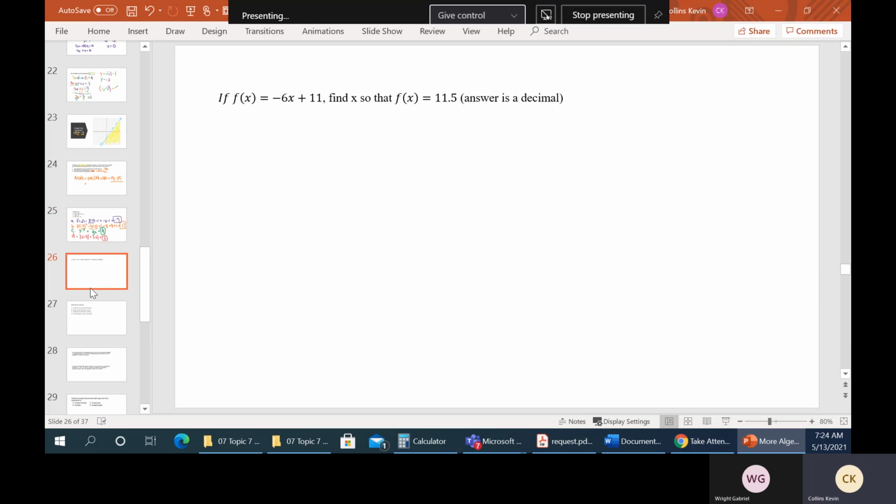All right, this one says, if f of x equals minus 6x plus 11, find x so that f of x equals 11.5. And it tells us don't be afraid, the answer is a decimal. Okay, that's cool. So this time they've given us f of x. Remember, f of x is just y. So f of x is right here, that means it's going to be 11.5. So we're going to have 11.5 equals negative 6x plus 11.